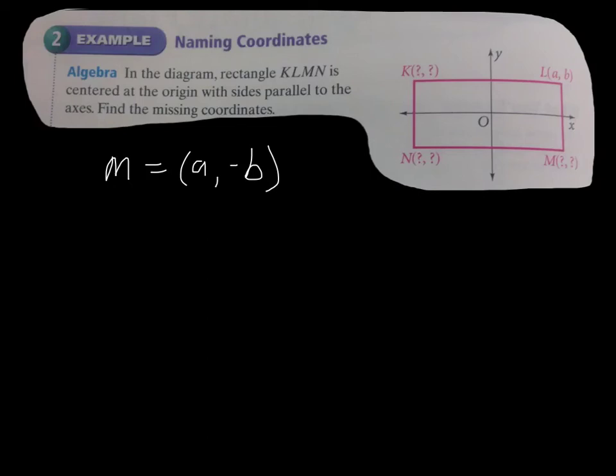Now let's try to get K. K is going to be a negative A. It's the same distance to the left of the origin as L is, and it's the same height as L. So K is going to be the ordered pair negative A, B. N is going to have the same x coordinate as K, which is a negative A, and the same y coordinate as M, which is a negative B.